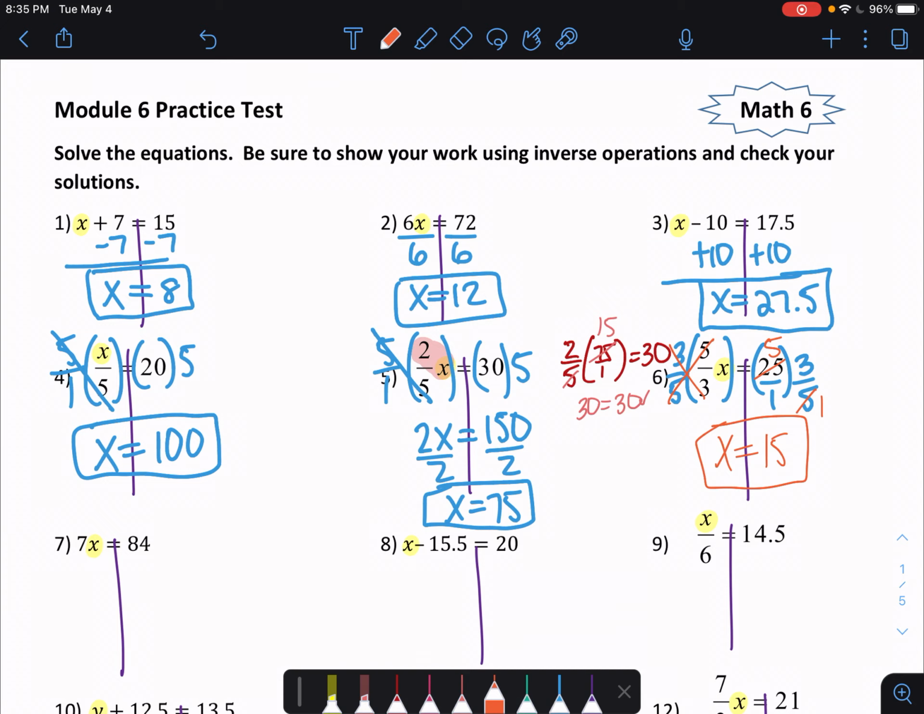And I can check it the same way that I did in the last one. So 5 over 3 times 15 over 1 is equal to 25. So these cancel, and I get 25 equals 25.